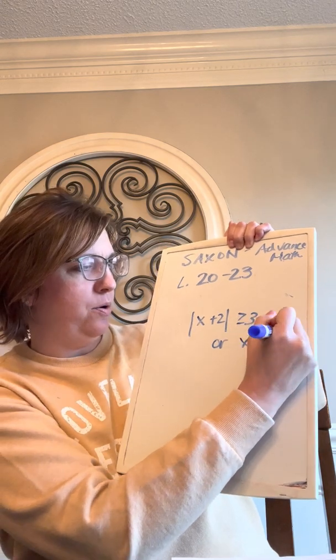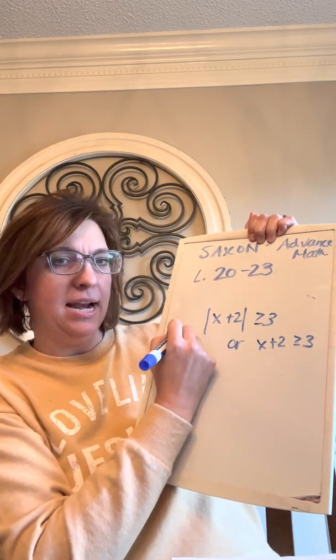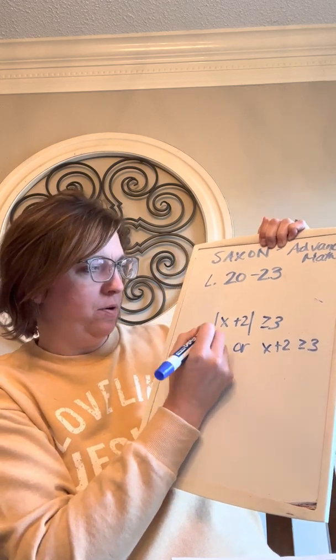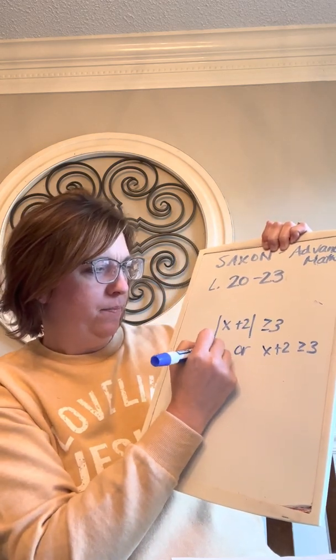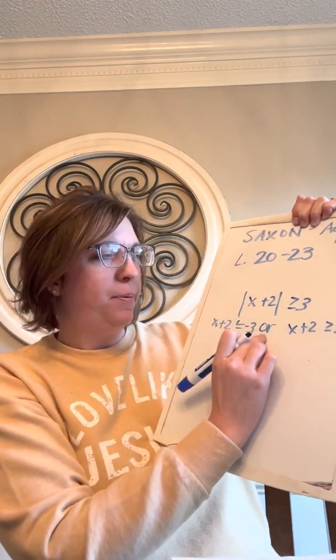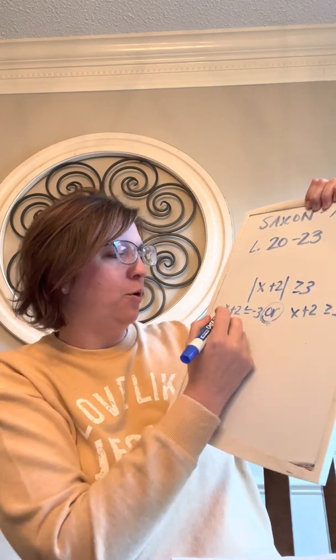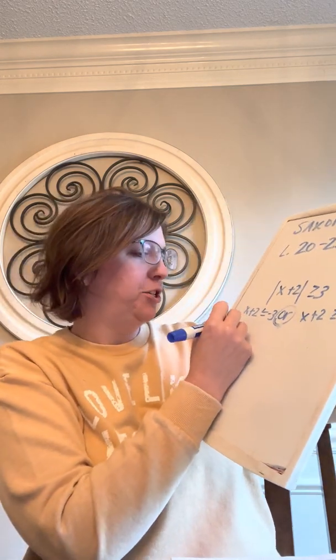X plus 2 is greater than or equal to 3. Now I'm going to come down here over on this side and write x plus 2, and I'm going to flip the symbol and rewrite it with the negative value. So I put "or" in the middle. I'm going to circle that so we remember, and we're just going to keep bringing down the "or." Now I'm going to solve both equations.